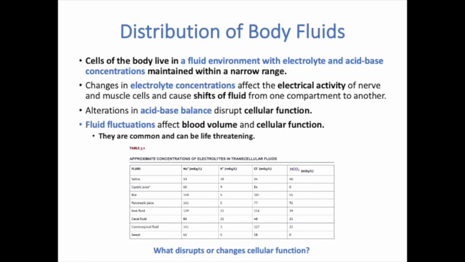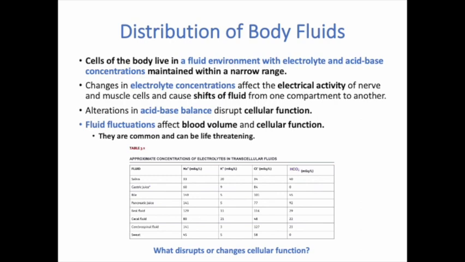There are changes in our electrolyte concentration that affect the electrical activity of nerve and muscle cells, and they also can cause shifts of fluid from one compartment in our body to another. These fluid fluctuations can also then affect our blood volume and disrupt the cellular function of enzyme systems. It can cause cell injury.